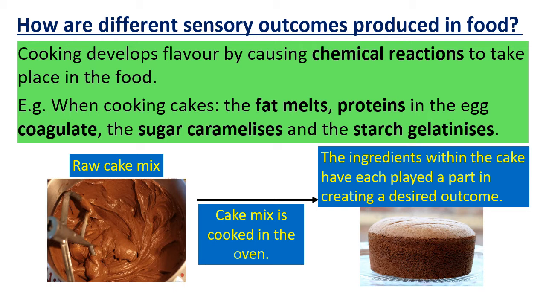The sugar caramelizes, so it changes color, also helps to give structure and helps to preserve the cake. And the starch gelatinizes, so starch within the flour gelatinizes within the cake. So all these chemical processes are happening within the cake to get the desired outcome.